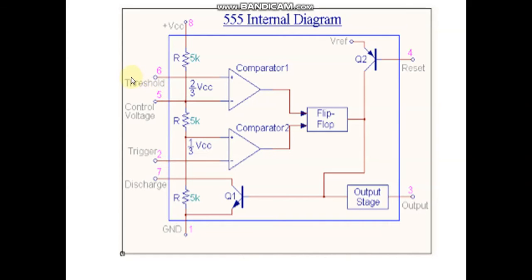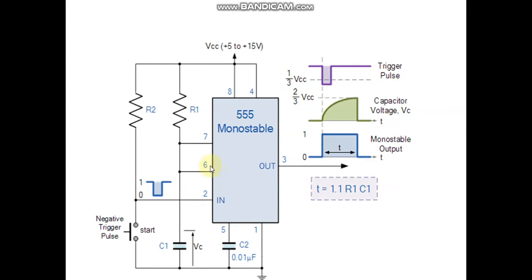If I connect extra external circuits, R and C, to these points, I can have three types of operations: monostable, astable, and bistable. Here I'm explaining the monostable operation. Pins 7 and 6 are shorted, and we have a resistor between 8 and 7 and another resistor across R2. The timing T is equal to 1.1 into R1 into C1. This is your R1 and this is your C1.